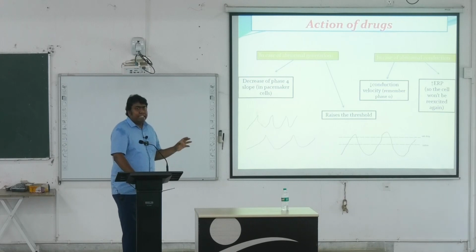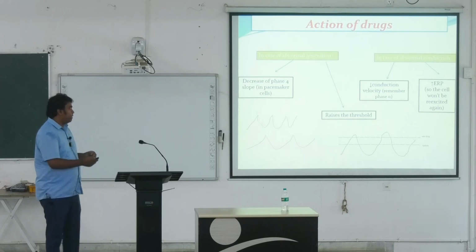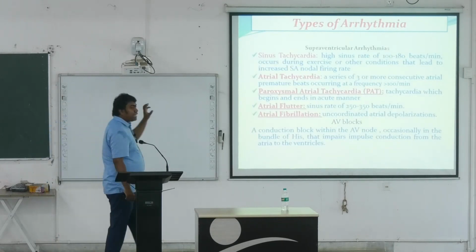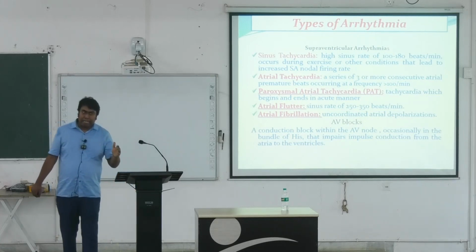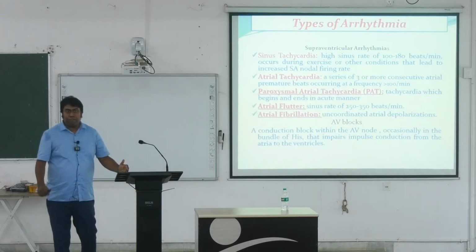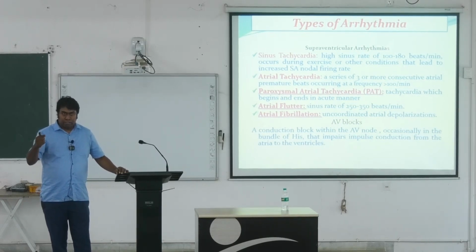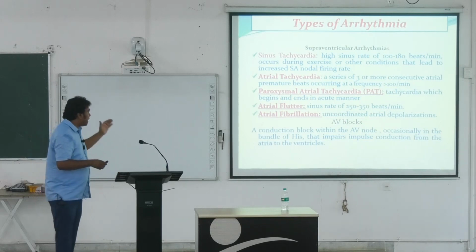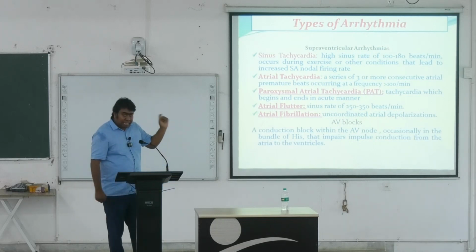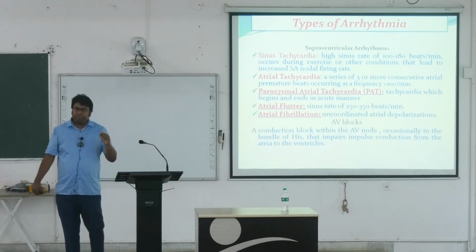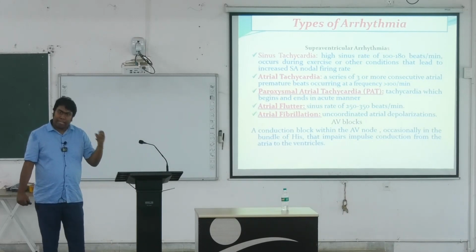And another thing is to increase the effective refractory period. Now, different types of arrhythmia. First is sinus tachycardia. Sinus tachycardia means the generation of impulse from the SA node, but at a higher rate. That is sinus tachycardia. Atrial tachycardia. What is the difference between sinus tachycardia and atrial tachycardia? In sinus tachycardia, all impulses are generated from the SA node.